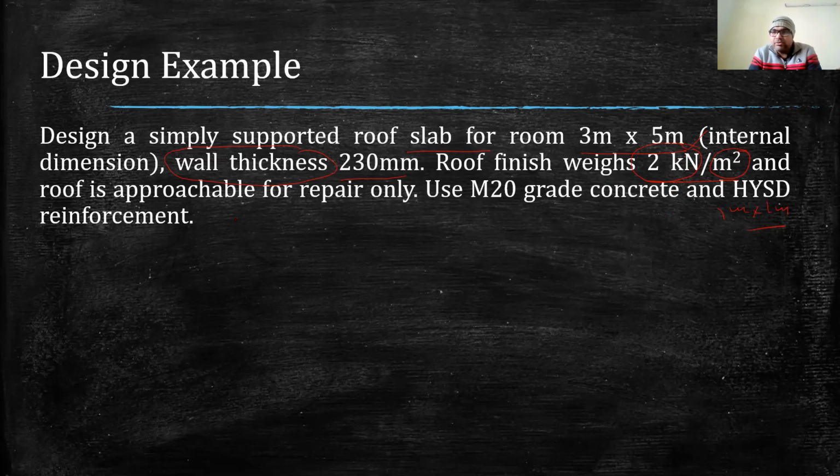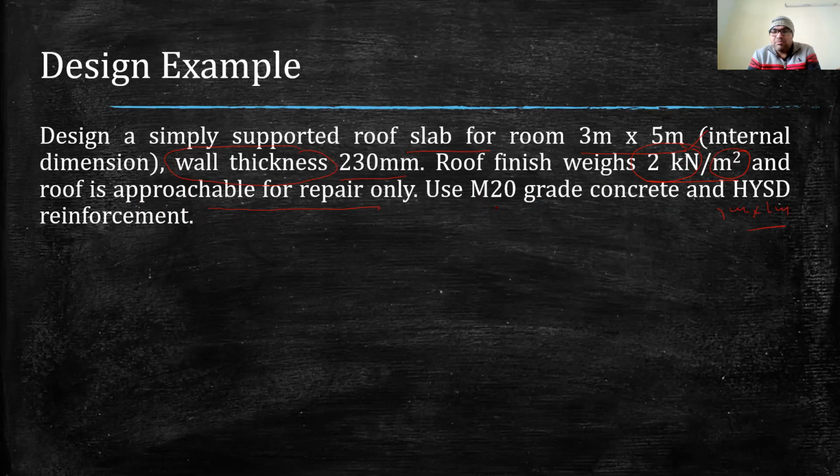And there is also a statement added here, which means the roof is approachable for repair only, which means it is not accessible for general purpose. It is accessible only when there is a need of repair. So which means it is partially accessible.